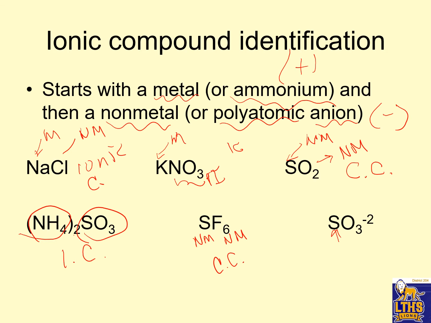Here we have a non-metal and a non-metal, but look, it's got a -2 charge, so this is a polyatomic ion. So the new thing we're learning right here is an ionic compound has a positive and negative part. Could be a metal and a non-metal, could be a positive polyatomic ion and a negative polyatomic ion, could be a metal and a negative polyatomic ion.